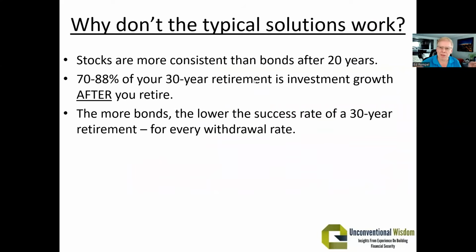So why don't these typical solutions work? If the issue is volatility, you don't want to have a big decline early in your retirement, why doesn't it work? I'm going to show you, there's a few big reasons, and I'm going to show you each one of these. First of all, stocks are actually more consistent than bonds after inflation after 20 years. I'm going to show you that for a second. It's from a really important 200-year study.